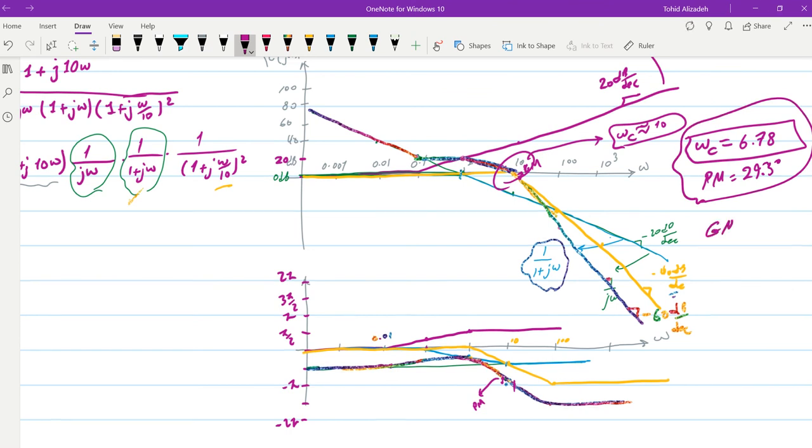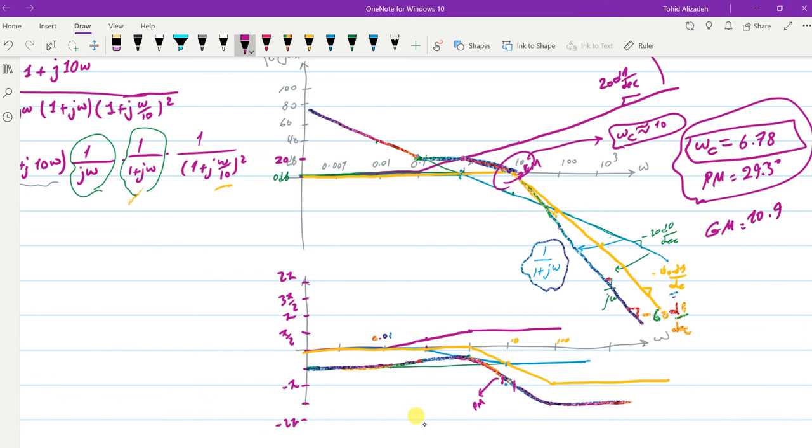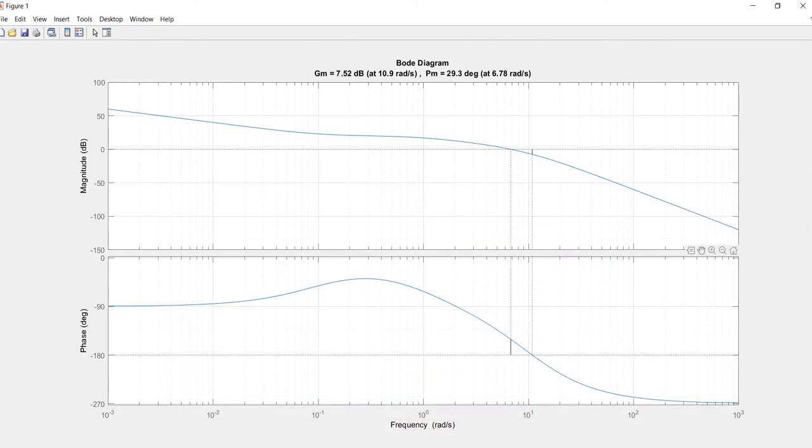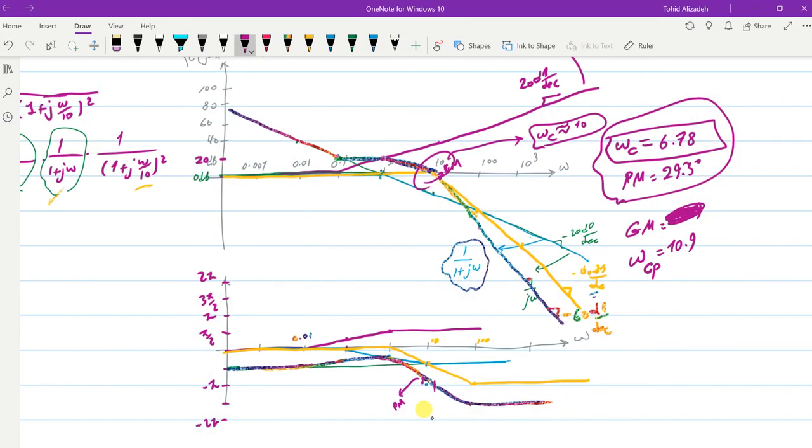For the gain margin, the frequency at which we have calculated the gain margin is 10.9. This is the phase crossover frequency, we call it omega CP. It's equal to 10.9 radians per second, and the gain margin is 7.52 decibel. And we can see that the closed loop system will be stable.